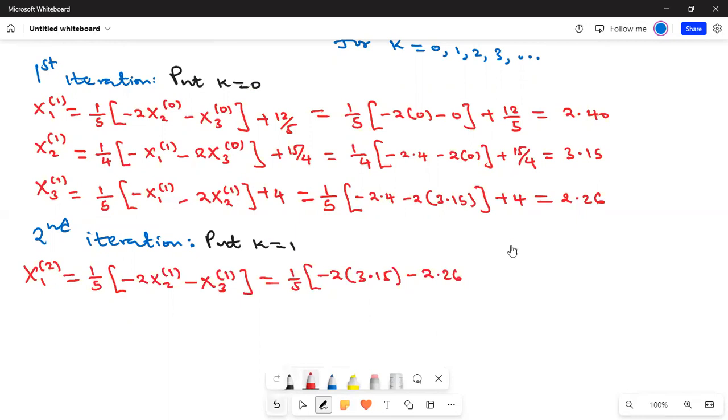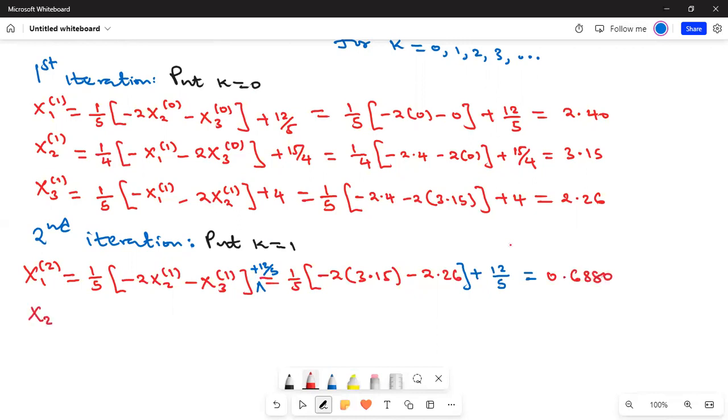Let me insert it here. There's a plus 12 over 5. So you add this to 12 over 5. And so what do you get? X1 at level 2, 0.688.